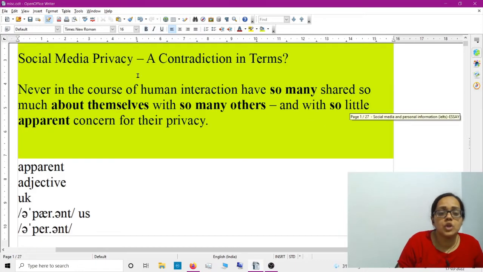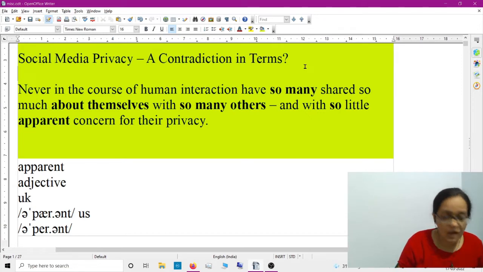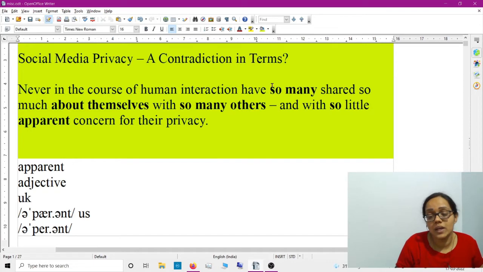So the topic is social media privacy. Okay, a contradiction in terms. So it's a question, so it's a good heading. Sometimes we need these headings for some non-IELTS essays. Other than that, whenever in the course of human interaction, so let me show you. We often use words for people: individual, populations, people, then civilians. So sometimes here you can see how they are using them.